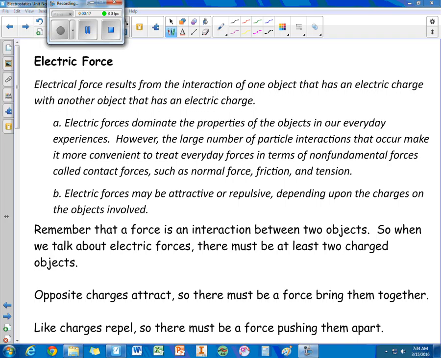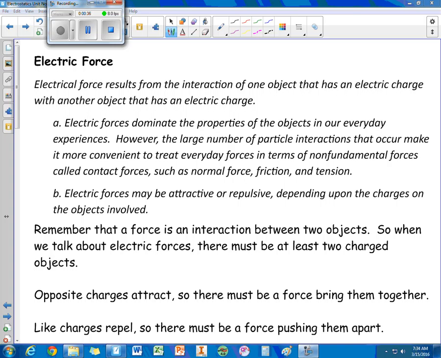an electric charge. So remember that if we have two charges that are opposite, they will be attracted to each other. If we have two charges that are similar or alike, they will repel each other. So what that means is that there must be a force that's either pulling them together or pushing them apart.